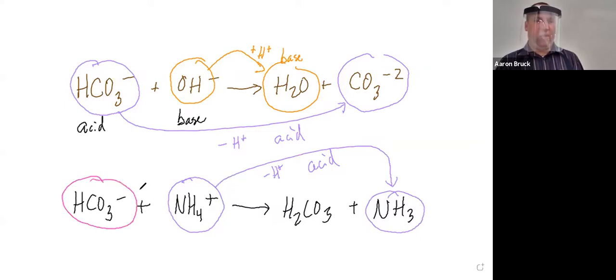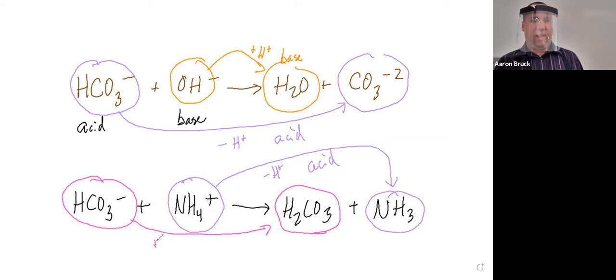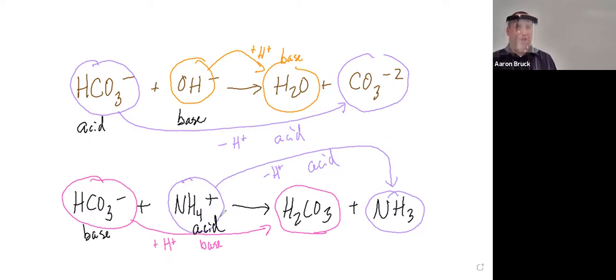Bicarbonate ion gained a hydrogen to become carbonic acid. That's basic behavior, adding a hydrogen. And so in this case, the bicarbonate's acting as a base, and the ammonium ion is acting as an acid.